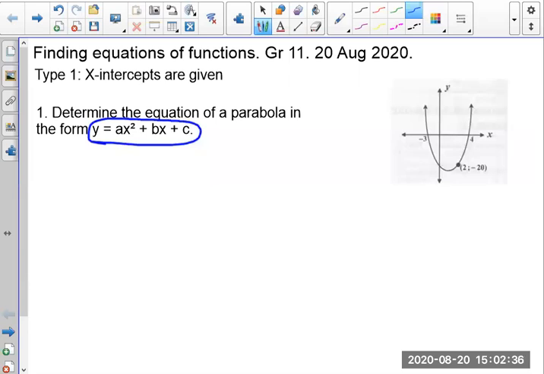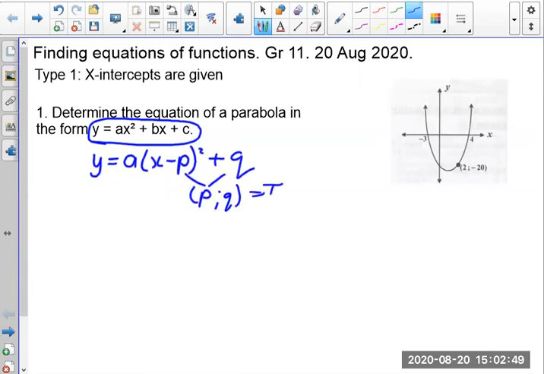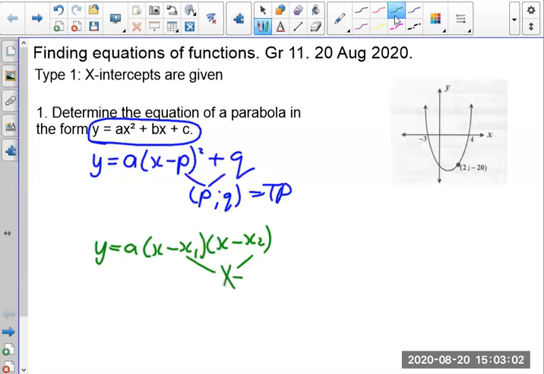Now, can you remember, I'm just going to write the three forms. It was this one, and then it was the one y equals a(x minus p) squared plus q, where (p; q) was the turning point. And then you had the equation y equals a(x minus x1)(x minus x2), where x1 and x2 were the x-intercepts. That was the three equations that you had. Number 1, number 2, and number 3.